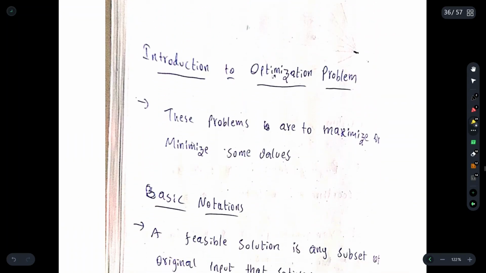And then, introduction to optimization problem. So an optimization problem is nothing but we need to find the smallest cost solution. These problems are to maximize or minimize some values, so it depends upon the question. If we need to maximize the value, then we can even do that.